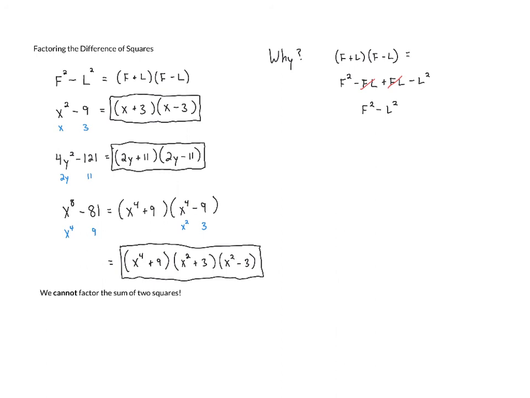So this is a special product. Anytime we have a sum of two terms times the difference of those same terms, we end up with the first term squared minus the last term squared because of this cancellation. And if we look at this in the reverse, it tells us that if we have a difference of two squares, we can factor it into the sum and difference of the quantities being squared.